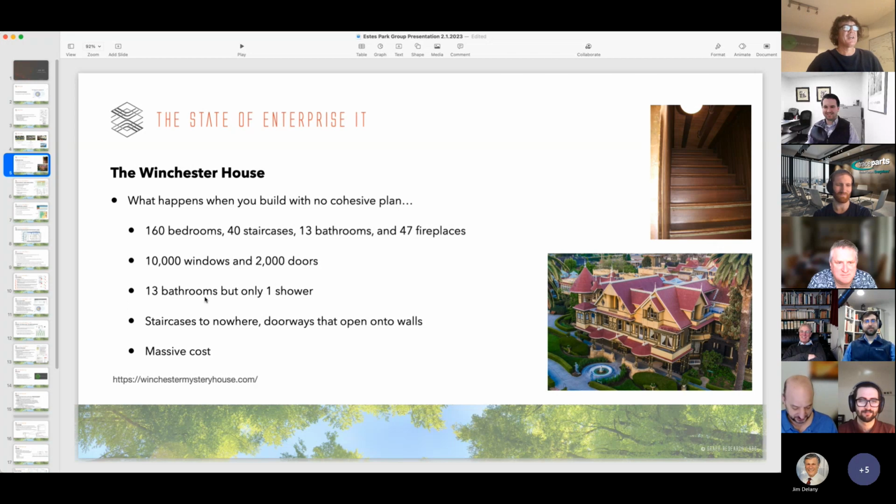So that's a classic example, and the reason we use that when we train architects is that it's very common in enterprise IT. My career spans 30 years, 20 of them as a practicing architect, and you come across this stuff all the time, and you still come across it today.